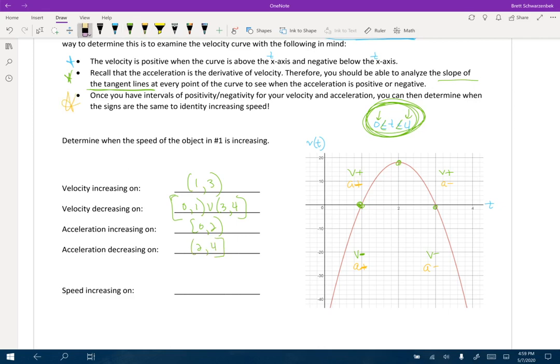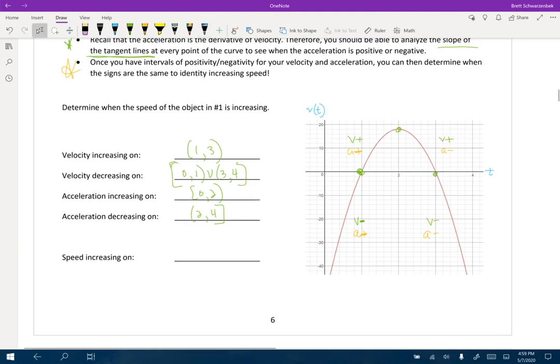It says, once you have the intervals of positivity and negativity for your velocity and acceleration, you can then determine when the signs are the same to identify increasing speed. Look at each one of our 4 regions. Our first region is from 0 to 1 second. Are the signs of velocity and acceleration different, or are they the same? They are different, which means the speed is definitely not increasing. It is decreasing.